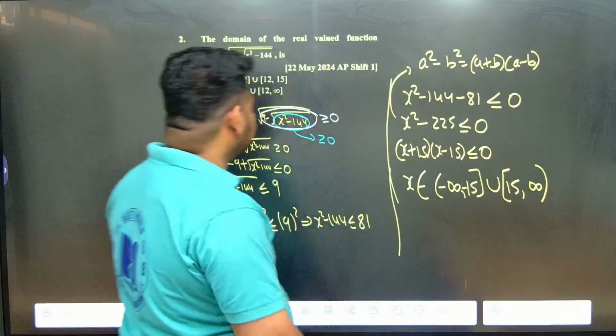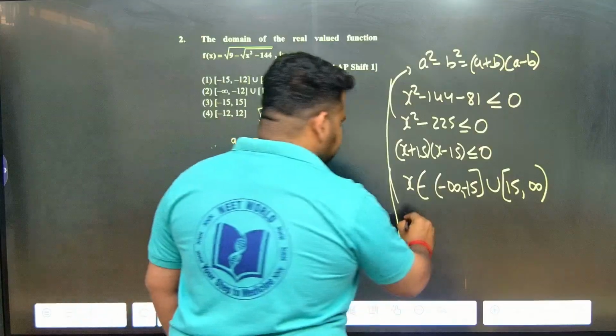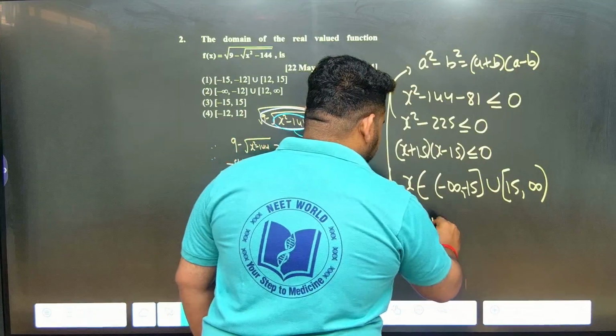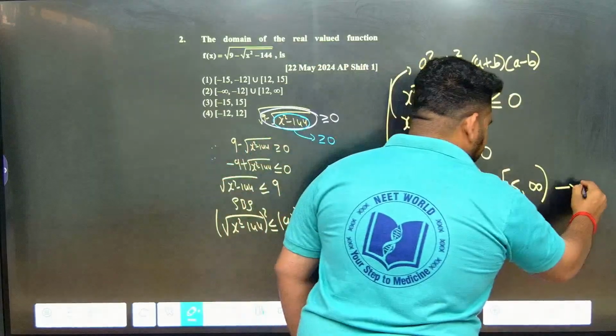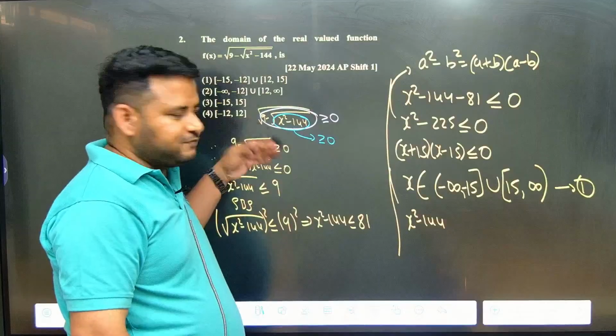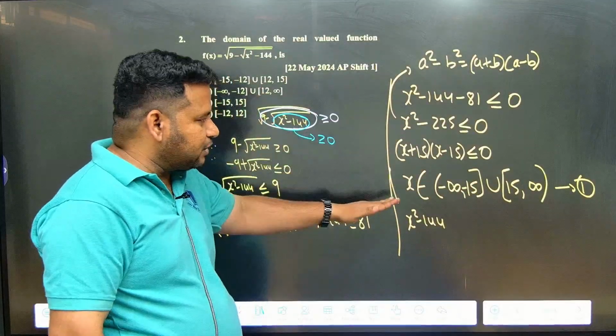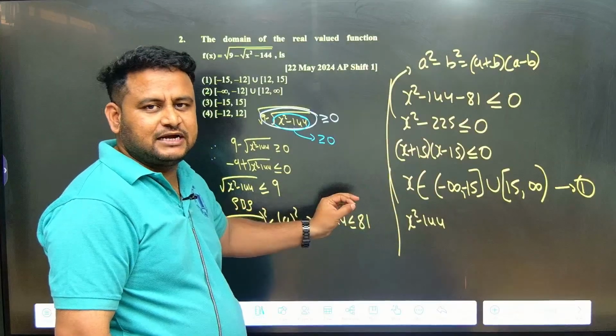Further, we have the inside function, x square minus 144. Let us take that x square minus 144, and let us write this as 1. I am writing elaborately. In a competitive exam where it is objective type, you don't have to do all these steps, you can use a shortcut method, but I am telling you elaborately so that you understand each and every concept and step clearly.